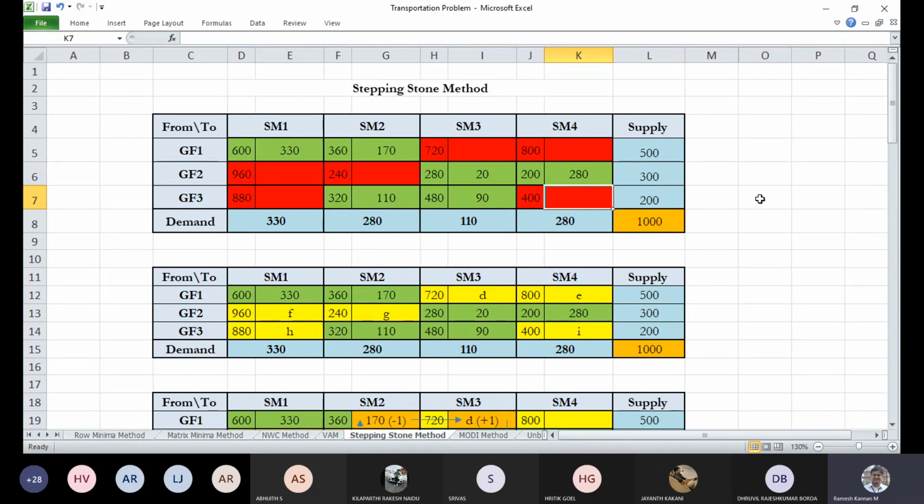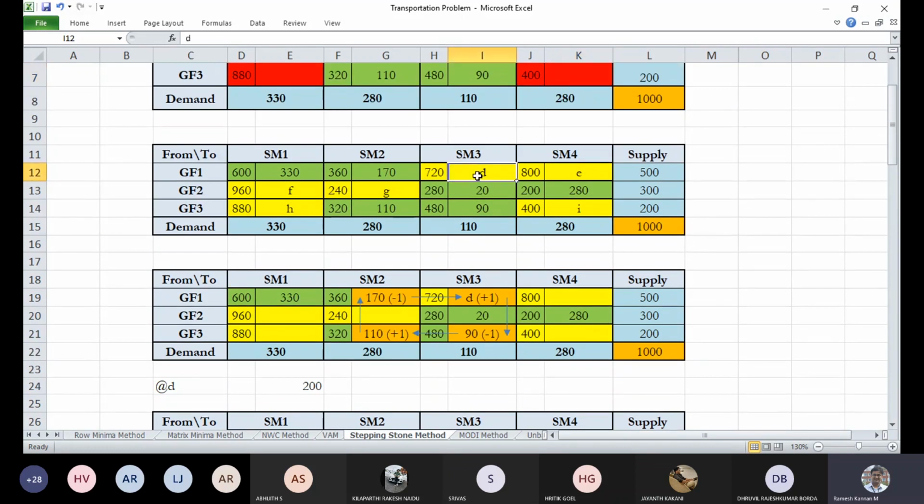So let's take a look at D. Kindly pay attention. This might be confusing for some people, intimidating or perplexing, so kindly take a look. The first step is to allocate some quantity to the unallocated cell. In this case we have taken D, which is this unallocated cell.